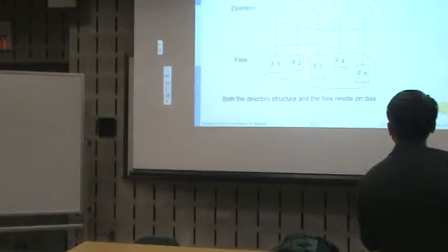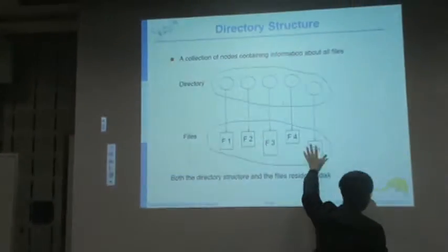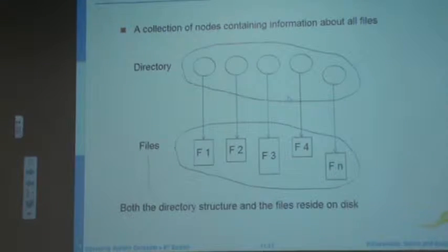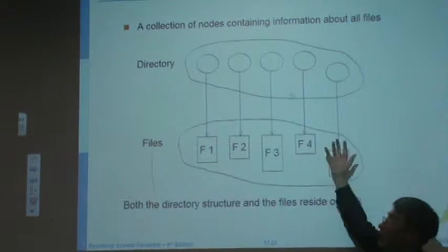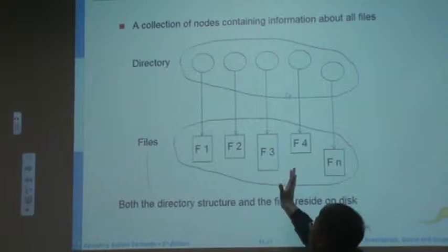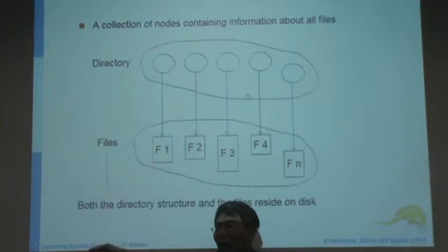So a directory can manage such a number of files. So what information do you need to manage such a file in the directory structure? The directory doesn't have to keep all the information about the file, including data.